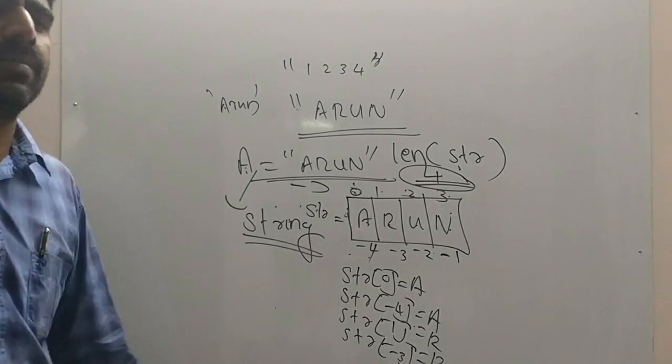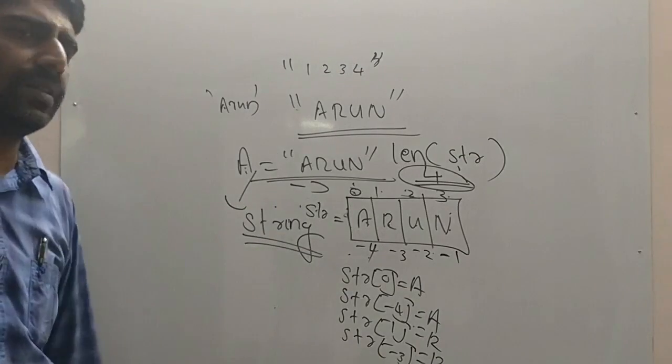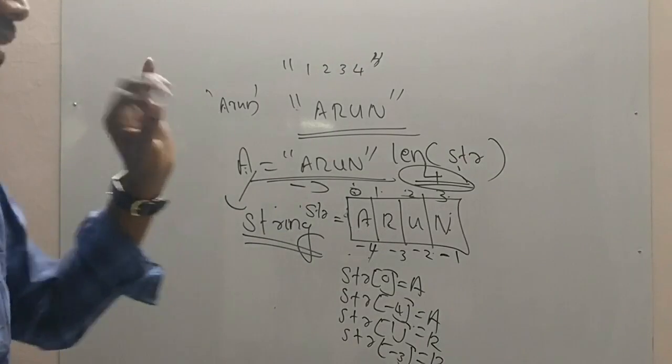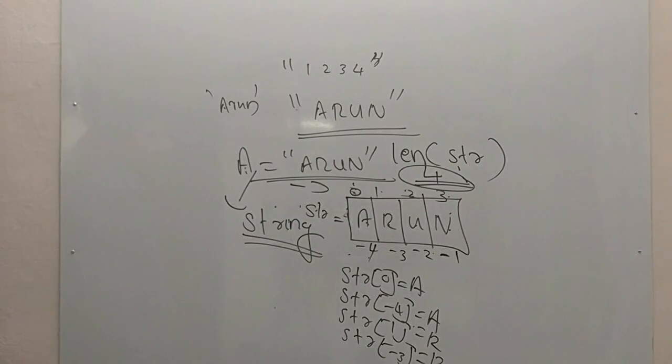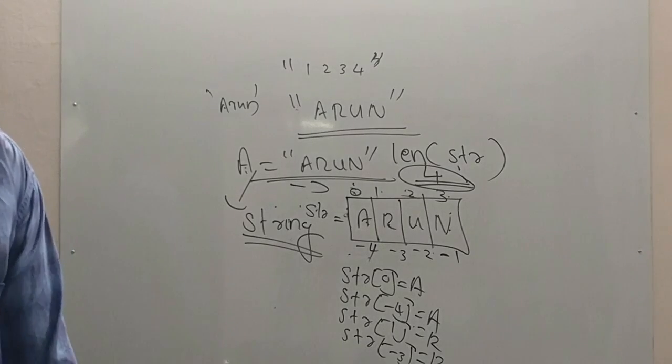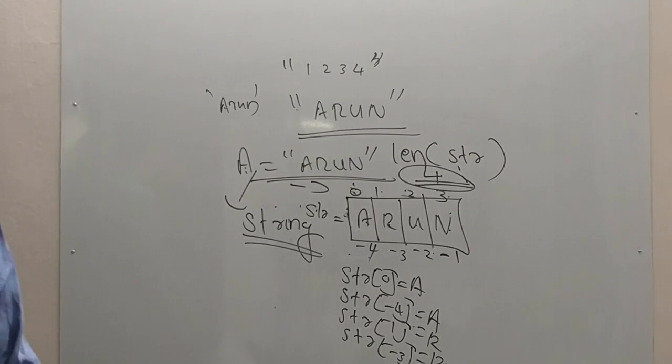So the string, our string data type, the second data type is also over. Clear? What is a string? Once again we can discuss the string. A string means a group of characters enclosed in single quotes or double quotes. That is called a string. Then in Python, a string.